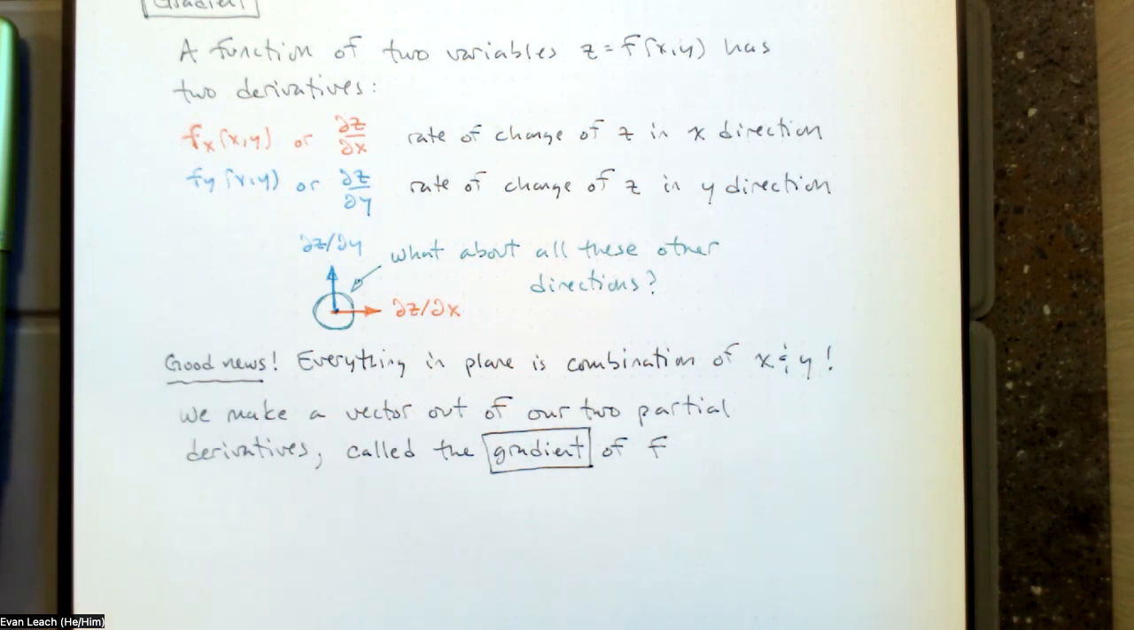We're talking about the gradient of f. This is a vector that we're going to build out of the partial derivatives of the function. We're going to start with just the two partial derivatives of the function, but once you see how we build it, it's not going to be hard to make a gradient out of a function of three variables, or even just an equation in three variables.